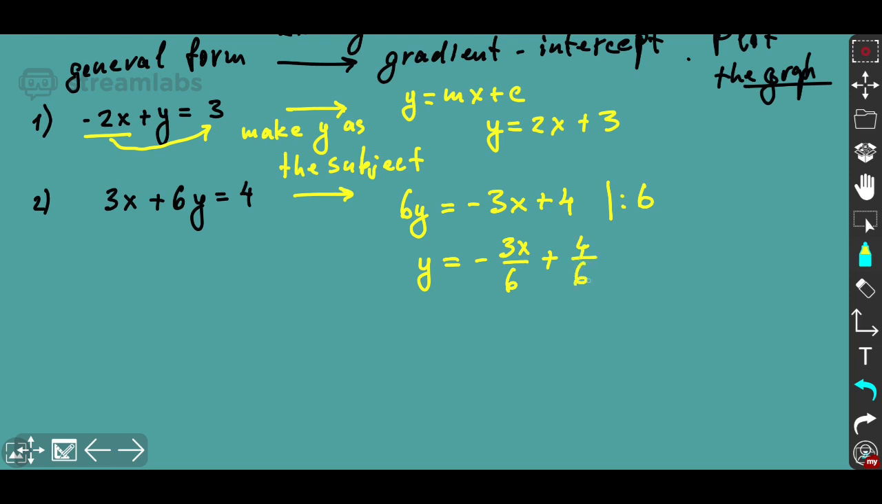By 6, you divide by 6, yeah? So that's why minus 3x over 6. And 4 as well, you need to divide by 6, because you cannot divide only one term. You need to divide each term by 6, okay? Now this is almost the gradient-intercept form. However, you can simplify, so just make it simple, right? Simplify and say that you can cancel 3 and 6.